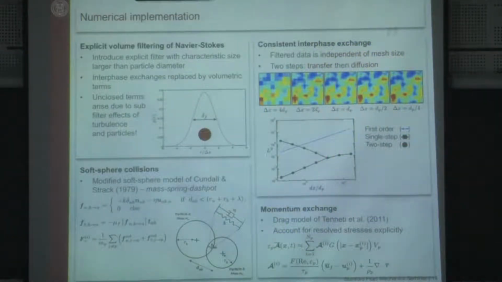One more little sidestep in the discussion of the numerics. Let me make sure that the time. So one more comment on this. So those are some of the tools that are required to make this work.